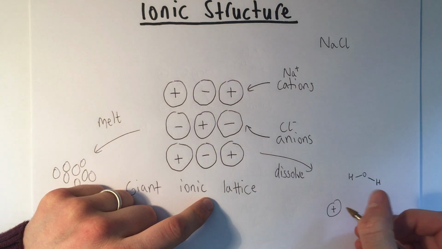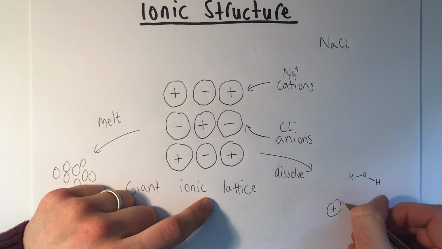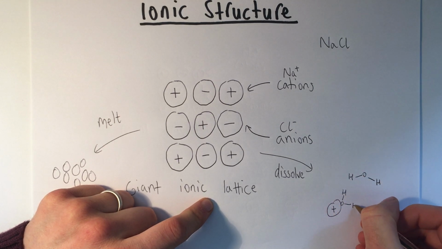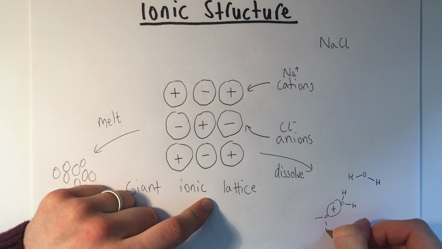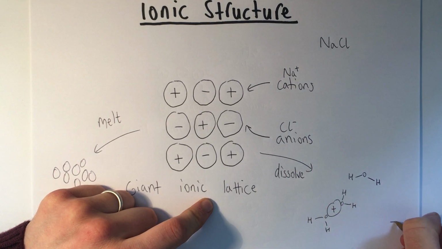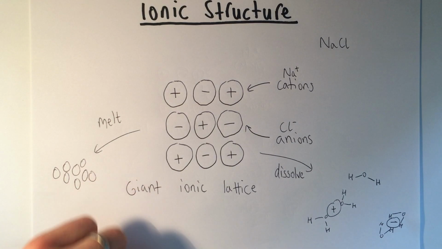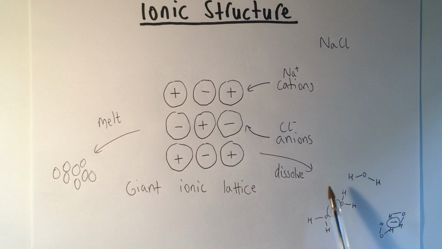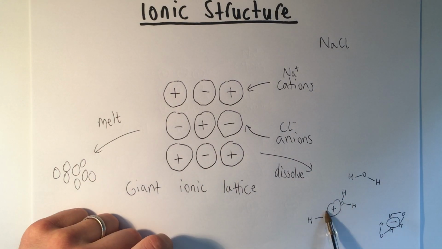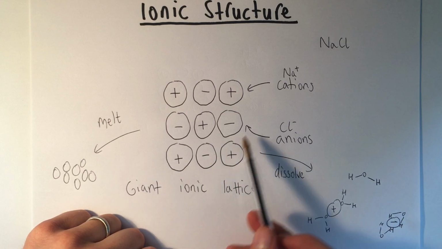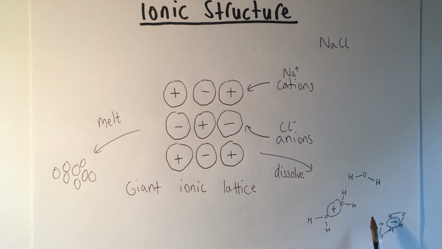So we'll end up with the ions surrounded by water molecules, and it's energetically favourable for that to happen, which is why it does, and you end up with those ions having been separated from each other. So in both cases, by melting it or by dissolving it, those ions get pulled away from each other, the lattice breaks, and the ions are free to move around.